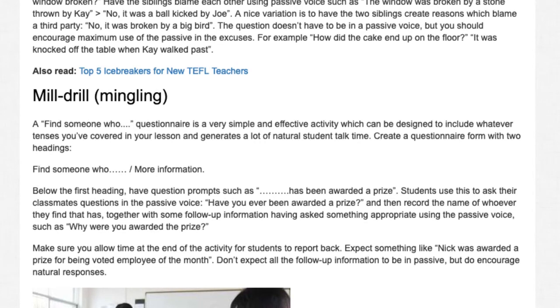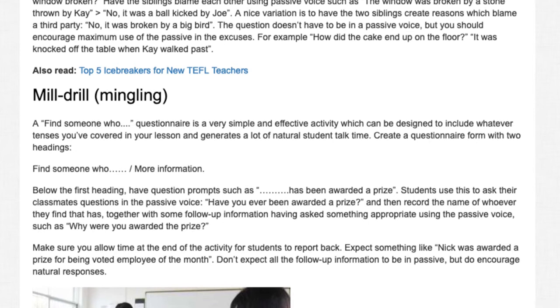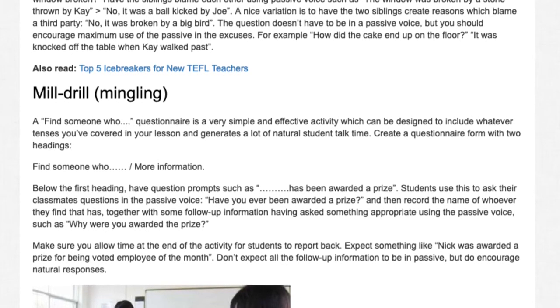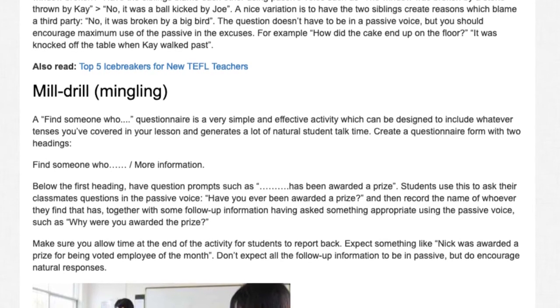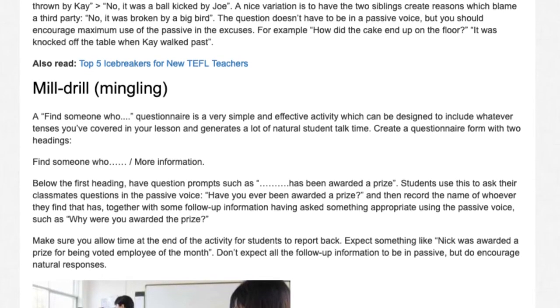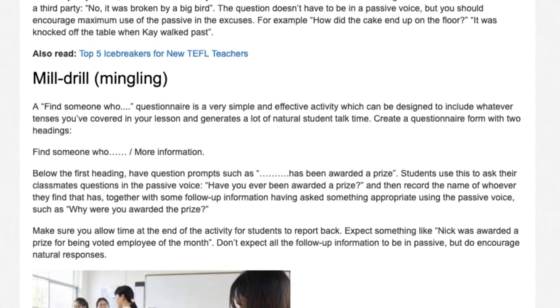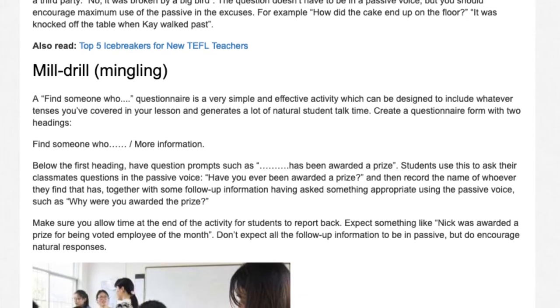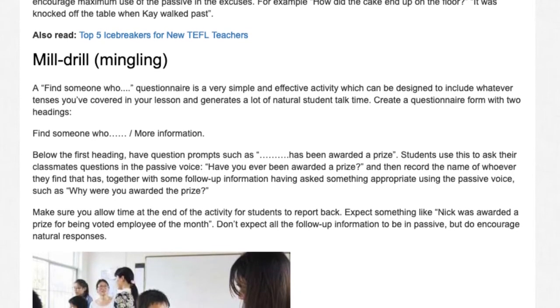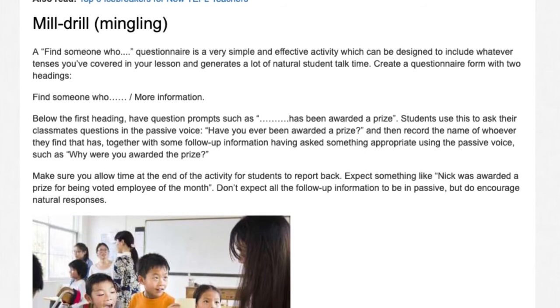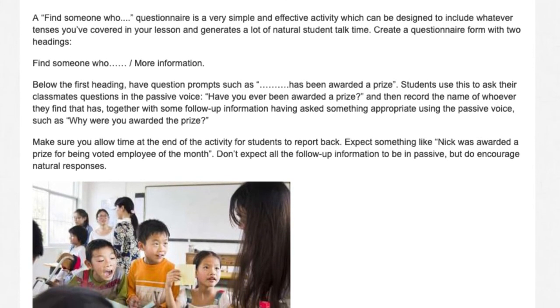"Have you ever been awarded a prize?" and then record the name of whoever they find that has, together with some follow-up information, having asked something appropriate using the passive voice, such as "Why were you awarded the prize?" Make sure you allow time at the end of the activity for students to report back. Expect something like "Nick was awarded a prize for being voted Employee of the Month." Don't expect all the follow-up information to be in passive, but do encourage natural responses.